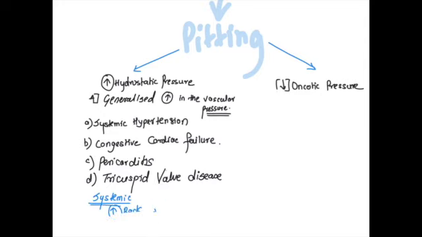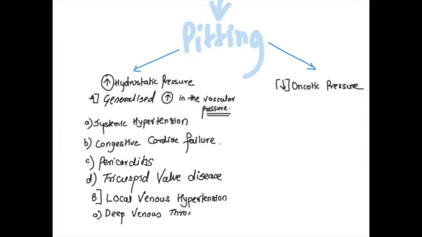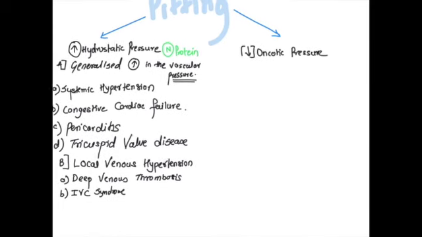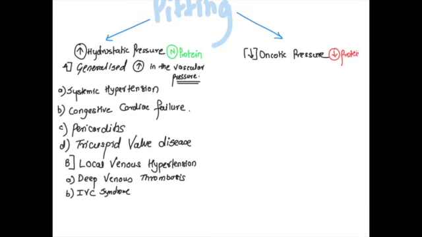Other causes of increase in the hydrostatic pressure can be localized to a certain region of the body. This can be seen in situations like deep vein thrombosis and inferior vena cava syndrome. In edema due to hydrostatic pressure, the protein content of the body is normal. But in edema due to decreased oncotic pressure, the protein content in the body is significantly decreased.